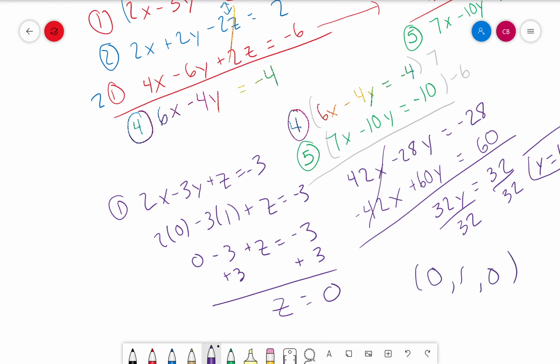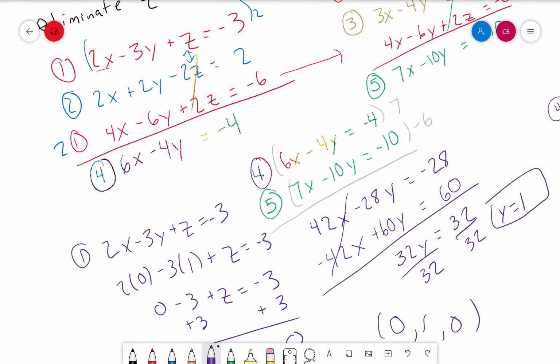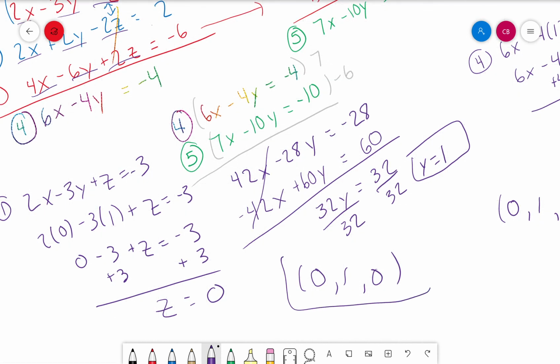And we can check that very simply. Plug 0, 1, and 0 in for x, y, and z. 0 minus, or I'm sorry, 3 times 1 is negative 3, plus 0 is negative 3. 0 plus 2 plus 0 is 2. 0 minus 6 plus 0 is negative 6, and that matches, so we have found the solution to this, and therefore we are done. I obviously didn't show the work for checking it.